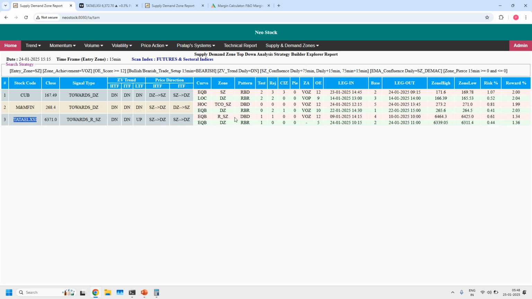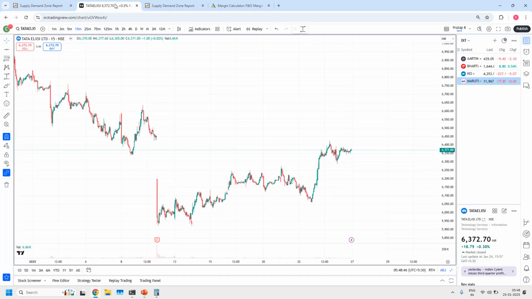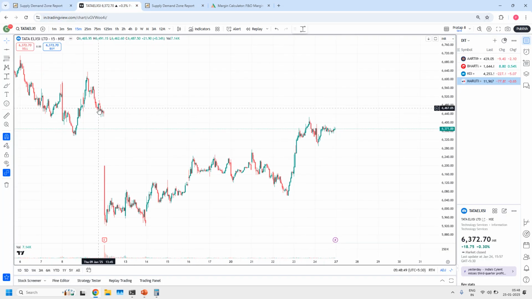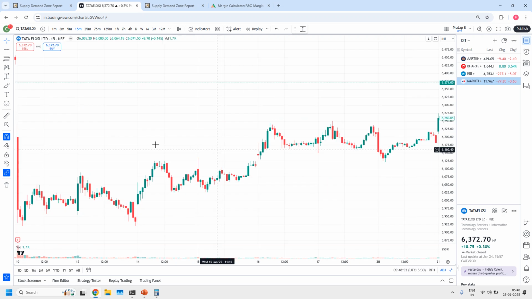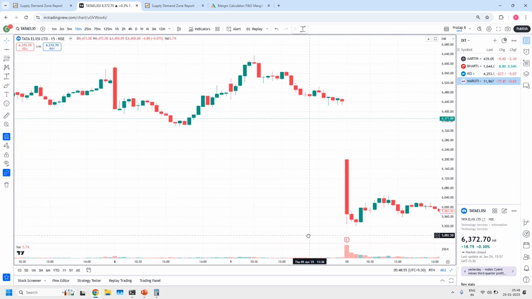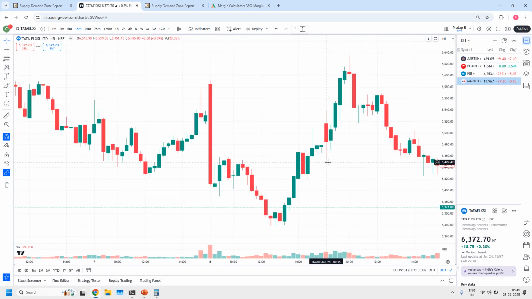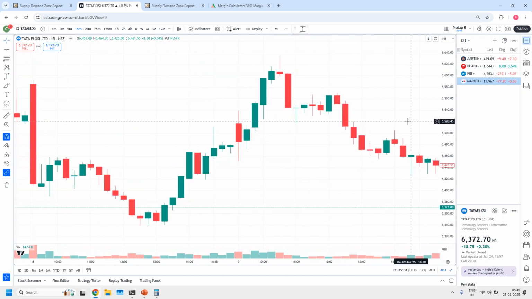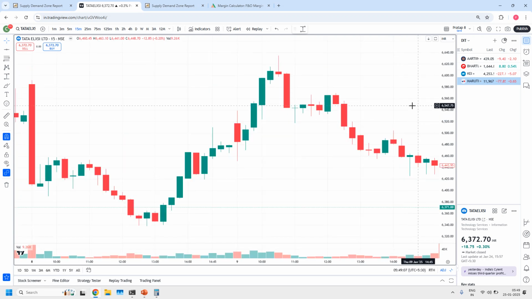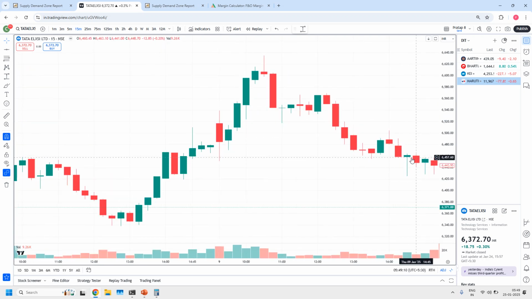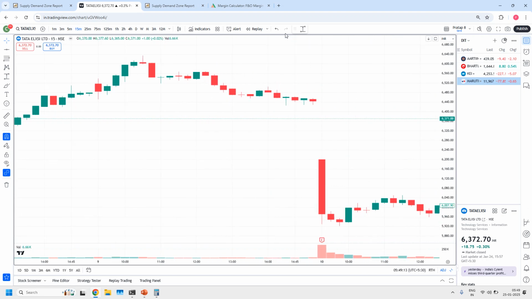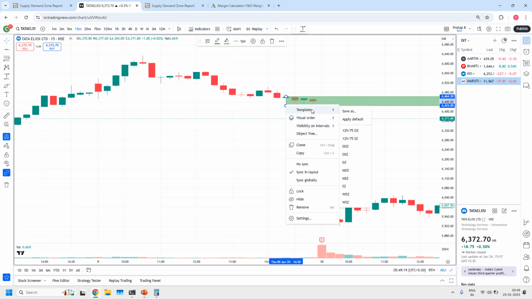Okay, Tata Elxsi, where is the supply zone? Leg in, this is on 9th January 14:15. After that, 4 base candles. Maybe somewhere here, yes. 9th January 14:15, this is a drop candle. If I hide this gap, you will really understand. See? This is a drop candle. You have 1, 2, 3, 4 base candles. This is how our software identified it. So this is a 15-minute supply zone.